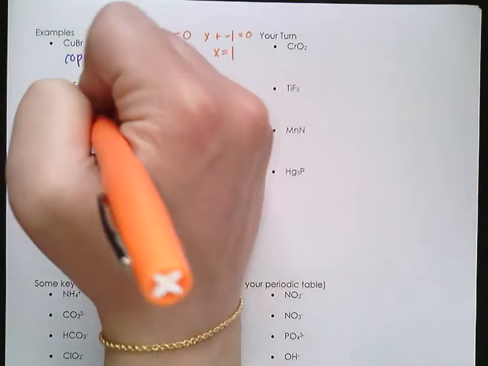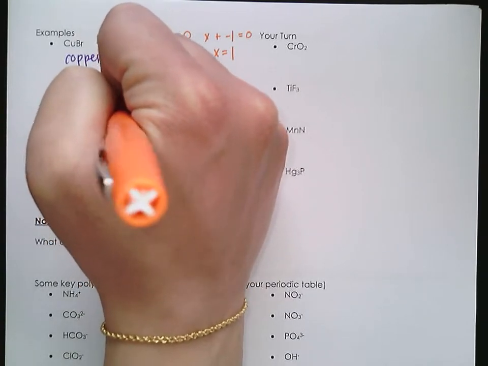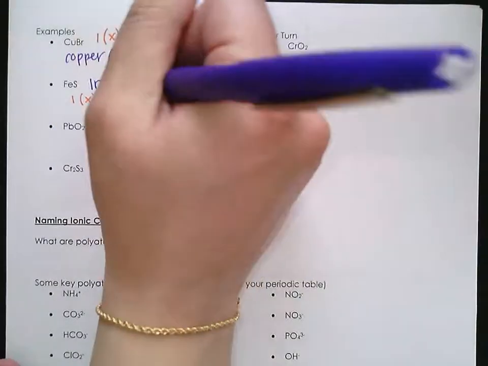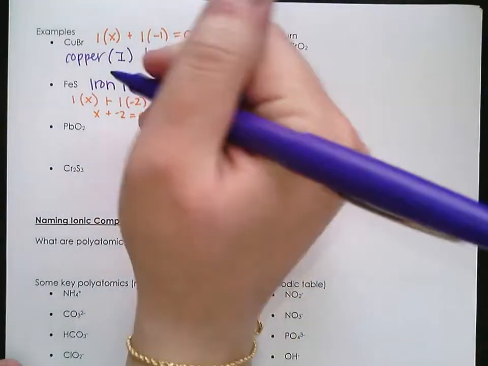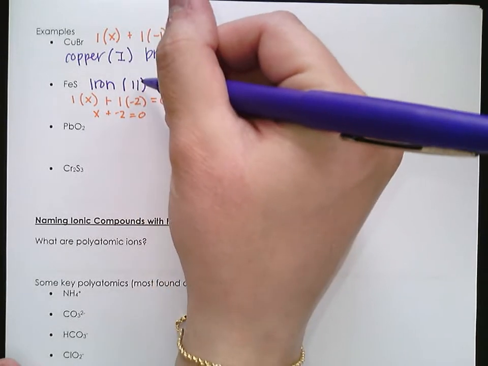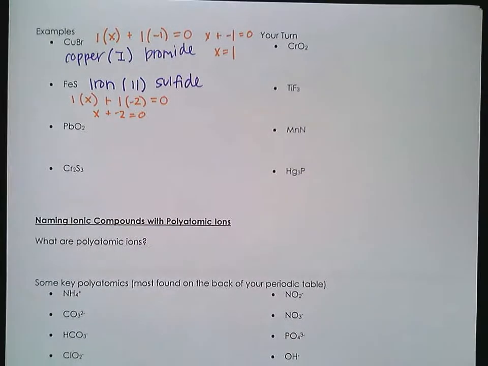Set that equal to 0, so I have X plus a -2 equals 0. So my charge on this iron is a 2. And again, I do not care if you write your Roman numerals with the lines on the top and bottom or just solo, as long as I can tell what the Roman numeral is.